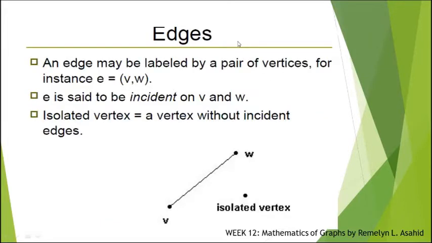So next we have the edges. An edge may be labeled by a pair of vertices. For instance, E is equal to V and W. E is said to be incident on V and W. An isolated vertex is a vertex without incident edges. So here, V and W, it is incident. And this is what we call the isolated vertex.